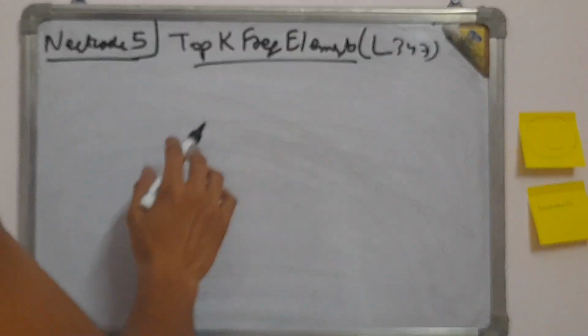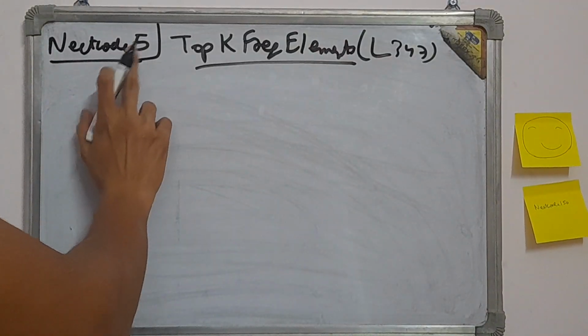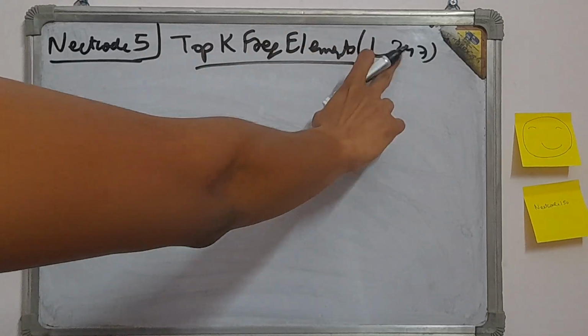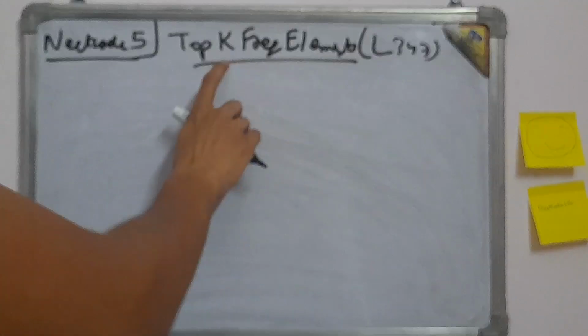So the question we're going to do today is Top K Frequent Elements, question number 5 of our NeetCode playlist, and it is question 347 on LeetCode. So what is the name? Top K Frequent Elements.